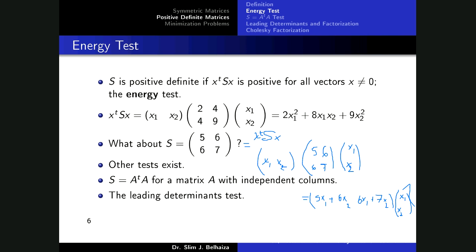So I write down the following. I get 5x1 squared plus 5x1, x2. Plus, sorry, 6x1, x2. Yeah, but I have another 6x1, x2 plus 6x2 squared. That's for the product of the first part.